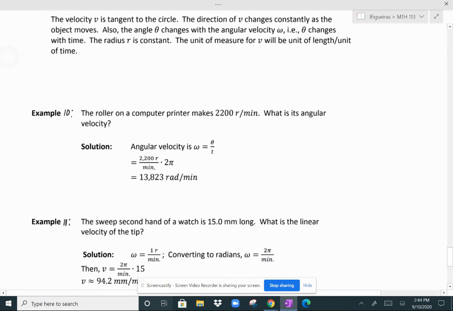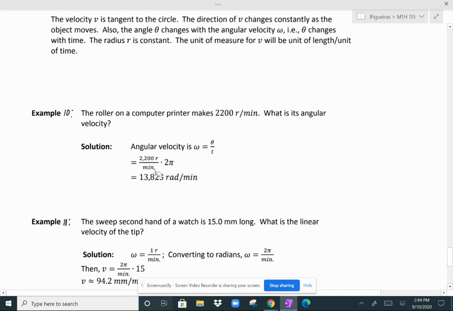So we have the roller on a computer printer makes 2,200 revolutions per minute. So this is a revolution, not radians. Revolutions per minute. What is its angular velocity? Remember, angular velocity is theta over t, so that's 2,200 revolutions per minute, but I need to express this in terms of radians, so I multiply this by 2 pi, and you get that the angular velocity is 13,823 radians per minute. So your unit of time should be consistent, minutes.